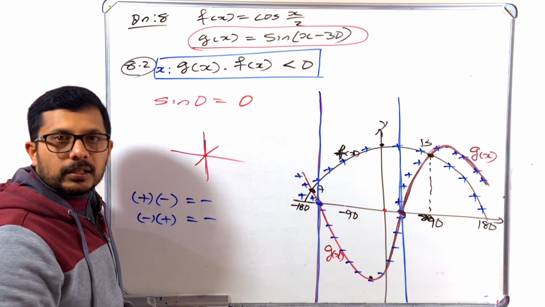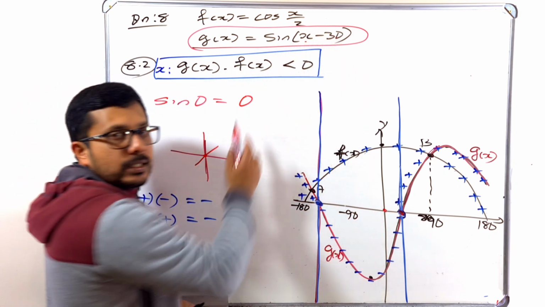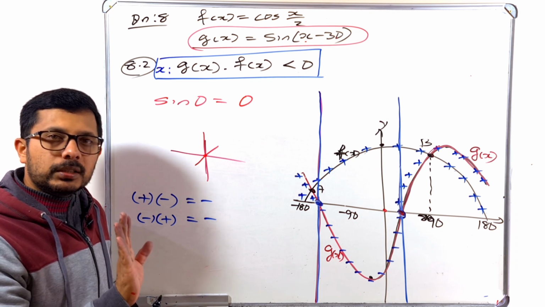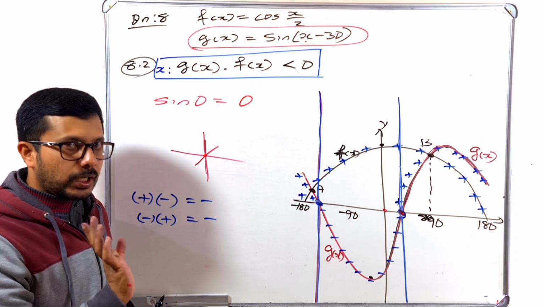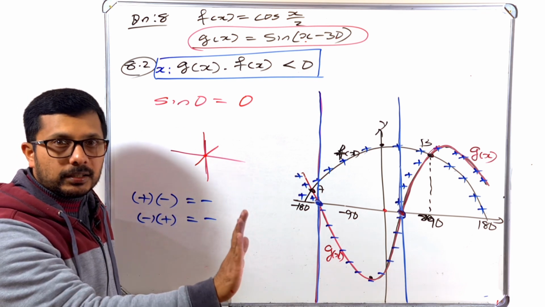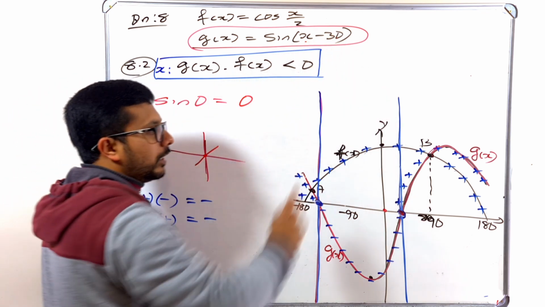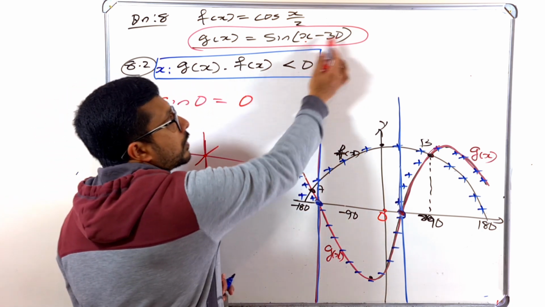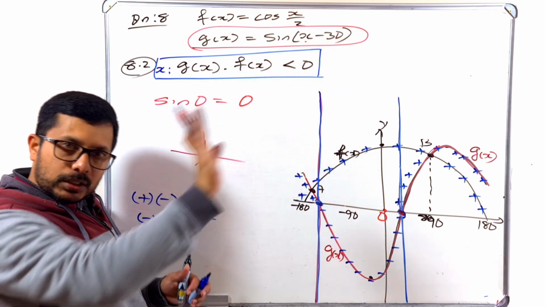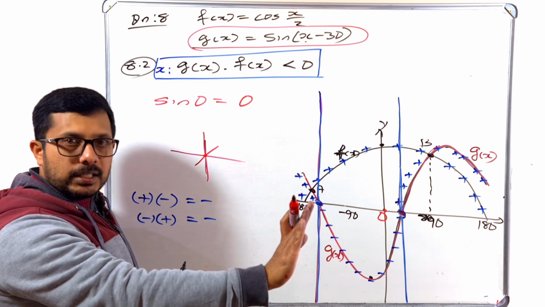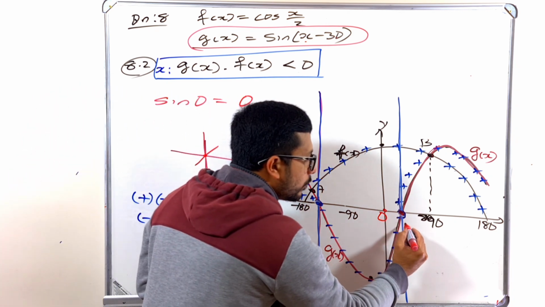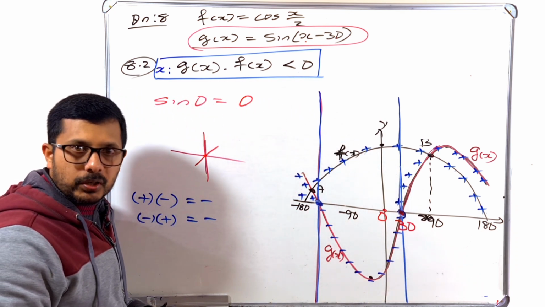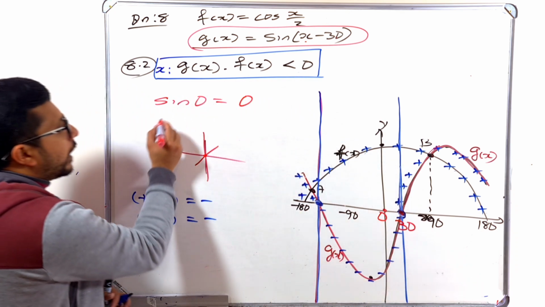Why is it like that? Because x minus 30, what is the meaning of minus 30? The graph is shifted 30 degrees, not to the left, to the right. The actual graph is supposed to pass through 0, but because of this minus 30, it is shifted 30 degrees to the right. So at this point, the x value is 30. You understand?